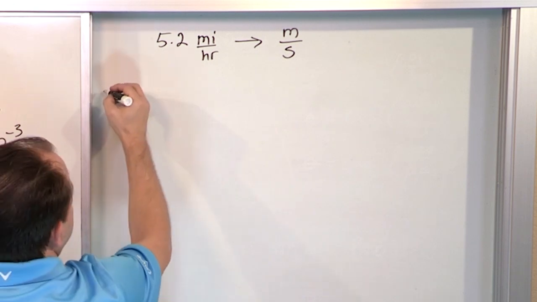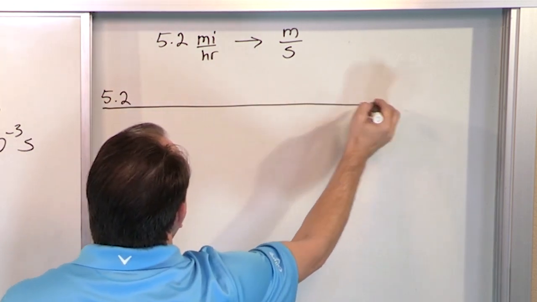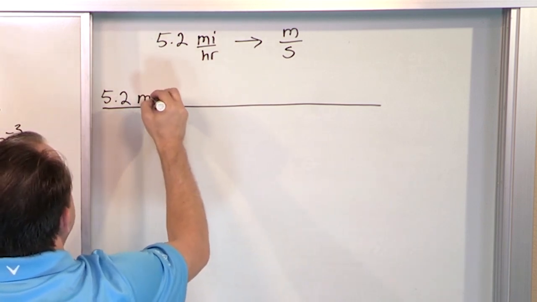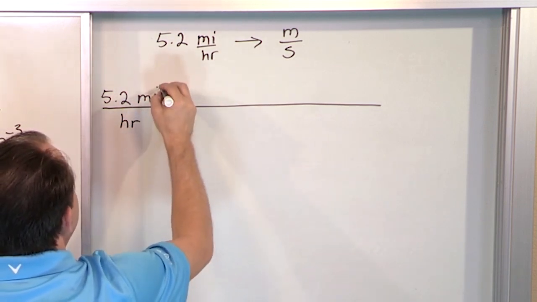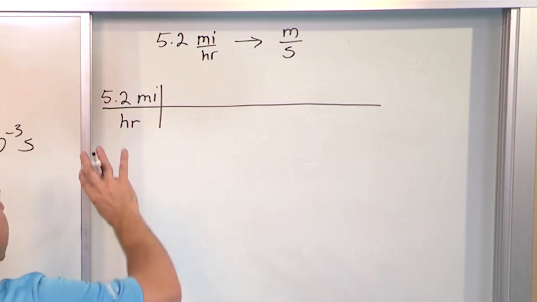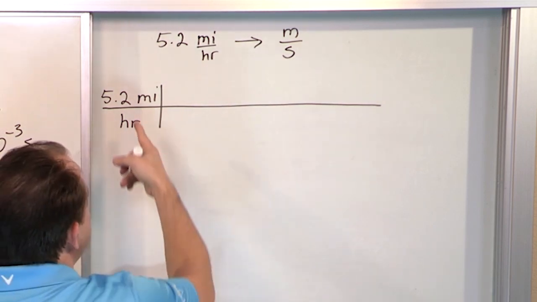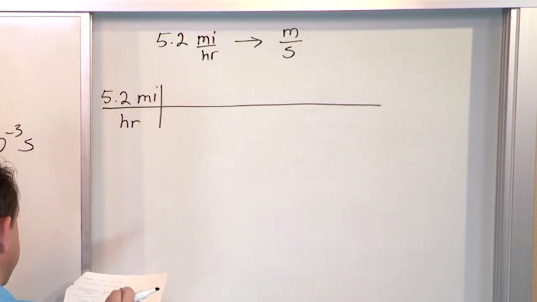You write down what you know, 5.2, and you draw your line. I'm going to make it long because we're going to need a lot of space, and it's miles on top and it's hours on bottom because that's the first unit I start with. And then I just have to inch my way to get to this unit. So first of all, let's just work on the miles. Forget about the hours for now, just work on the miles.